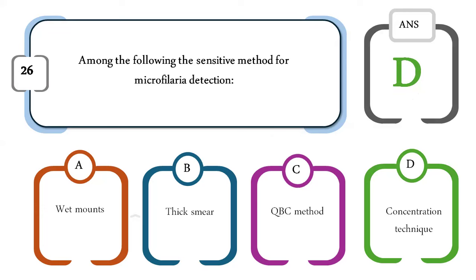When we are expecting the microfilaria density to be low, concentration techniques such as membrane filtration technique and sedimentation technique help to detect the microfilaria in the blood. Here the right answer is option D, concentration technique.